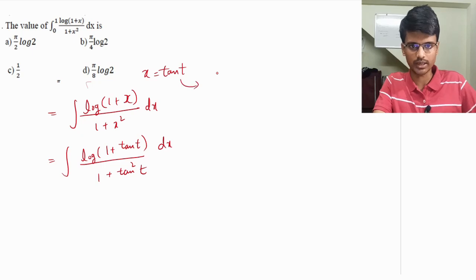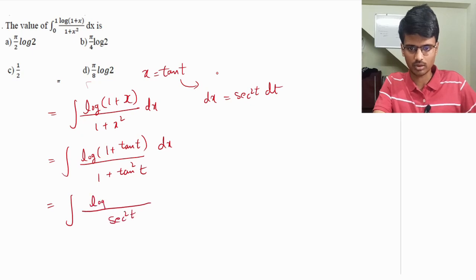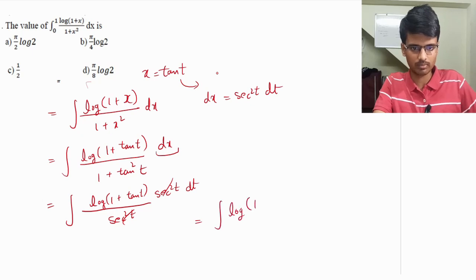So what do I get on differentiating? Differentiation of tan t is sec square t dt. What is 1 plus tan square t? It is nothing but sec square t, log of 1 plus tan t. So what is my dx? Dx is nothing but sec square t dt. Sec square gets cancelled. Now I am left with log of 1 plus tan t dt.